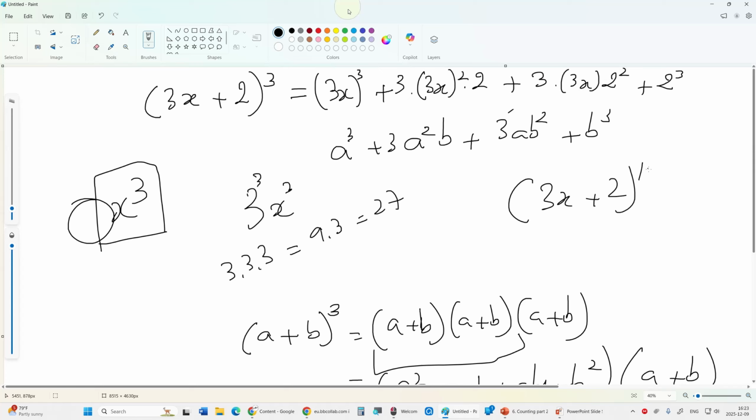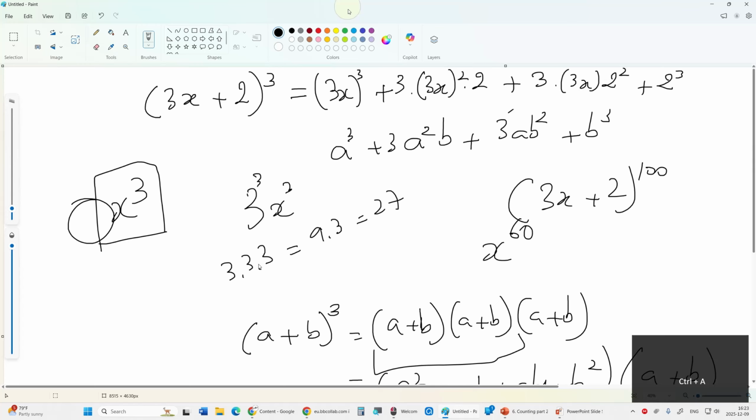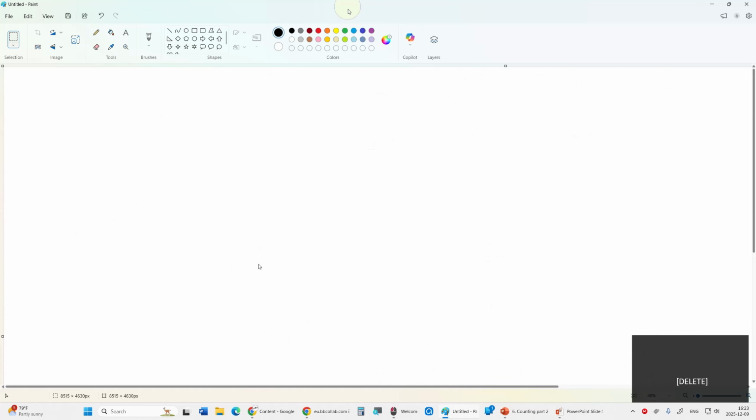But what if someone asks you a question like, when I have something to the power of 100, what is the coefficient of x to the power of 60? What is the coefficient of that? Obviously, there's not going to be an easy way to do that. Even if you have all the courage of the world, you're not going to be able to complete that thing.